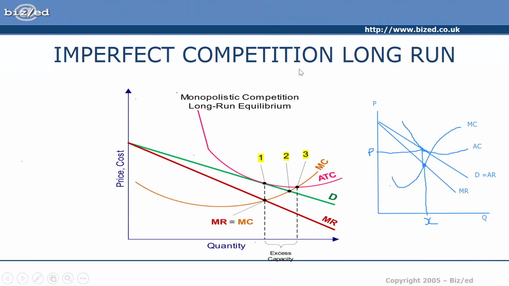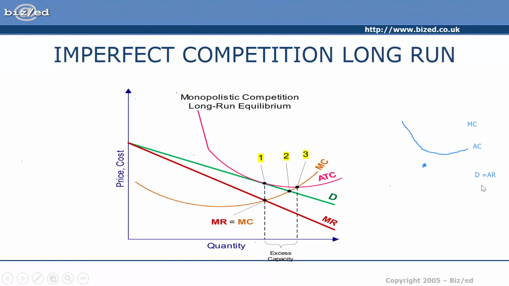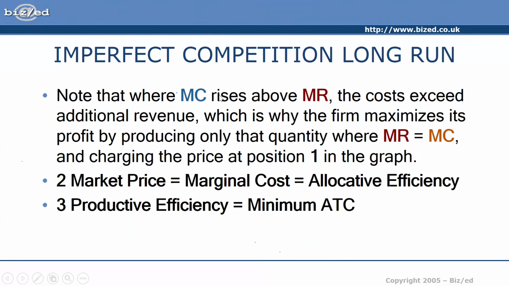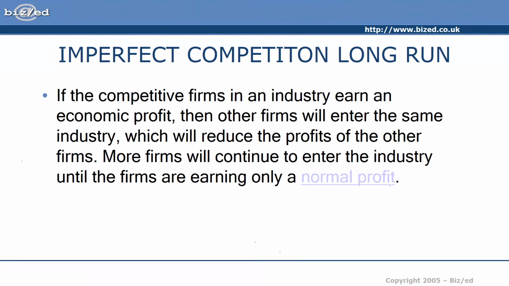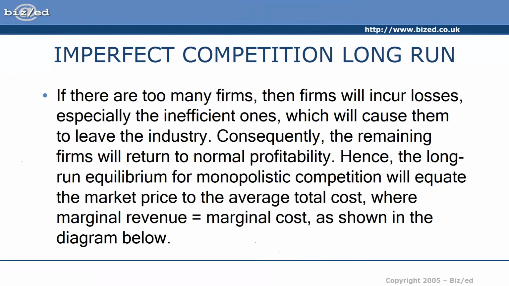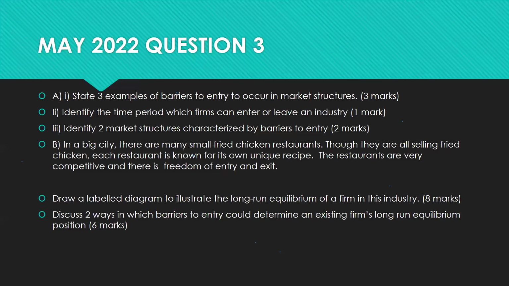So monopolistic competition would only make normal profits in the long run. But for oligopolies and monopolies, it is possible for them to make abnormal profits in the long run. This is basically what I explained before.